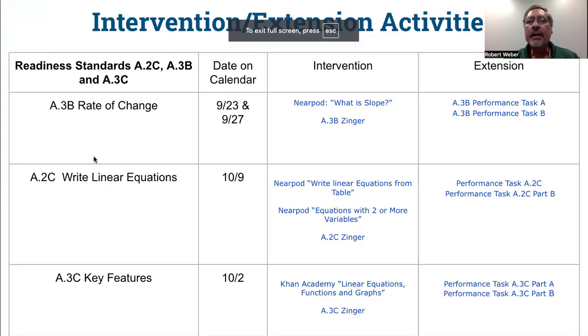There are intervention and extension activities, especially for all three of our WIN days, all three of our A2C, 3B, and 3C days. Again, remember the acronym WIN just stands for what I need. So if you have a kid that's advanced and needs to be pushed a little bit, you've got some extension activities there. If you have a student that's struggling a little bit or that you want to do some intervention work, there's some Nearpod things. I chose the Nearpod heavily for the intervention piece because Nearpod has a very good instructional component. There's frequently a video in there, but if nothing else, their explanations are solid.